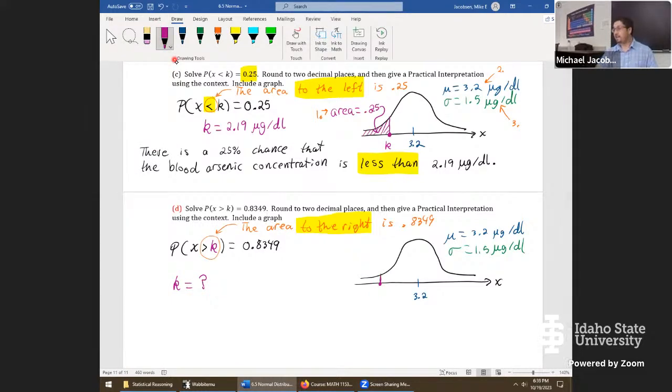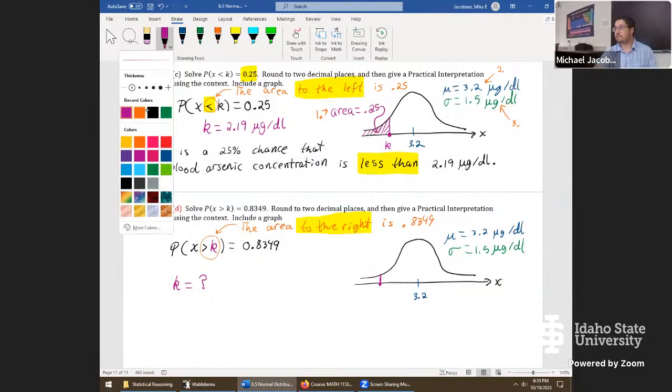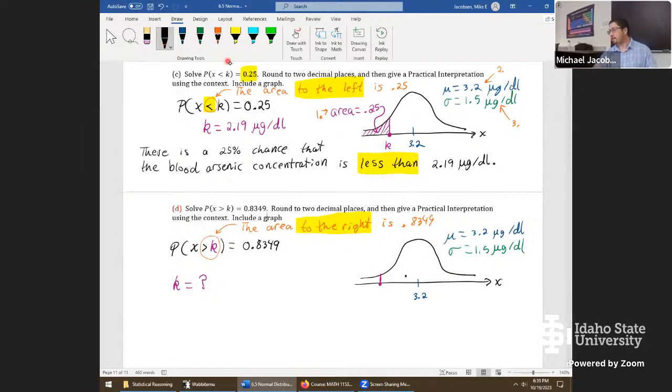And now let's put in that area. The area to the right of K was 0.8349. Now, some calculators, I think a couple people in the class, you can select the area to the right, give this value as your first input, the mu and the sigma, and our answers should match up, but we'll test that in just a moment.